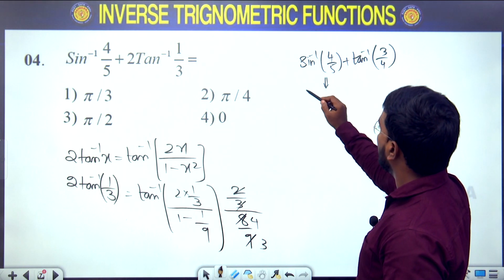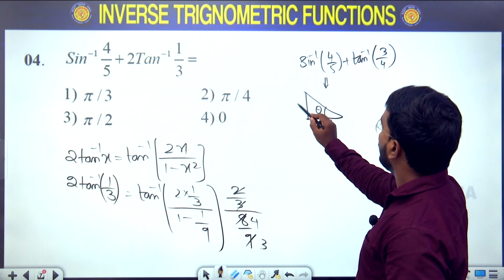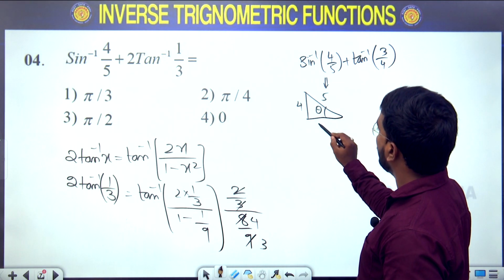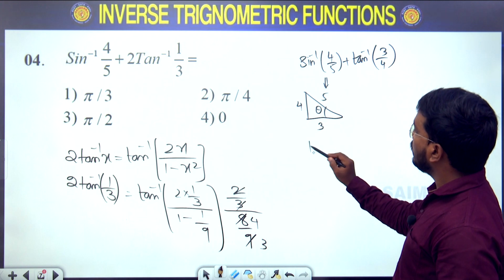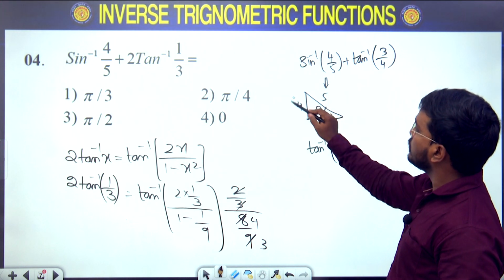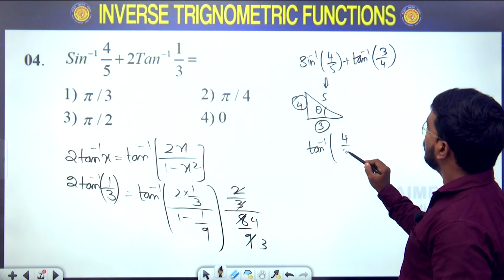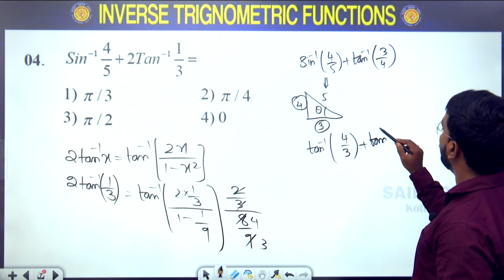Now this one can be written in terms of the triangle method: opposite 4, hypotenuse 5, so the adjacent is going to become 3. So what is it going to look like in terms of tan inverse? Opposite by adjacent, 4 by 3. Tan inverse of 4 by 3 plus tan inverse of 3 by 4.